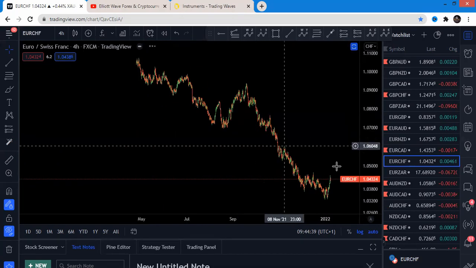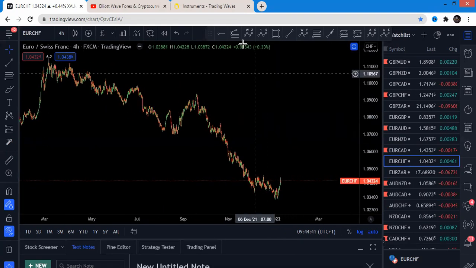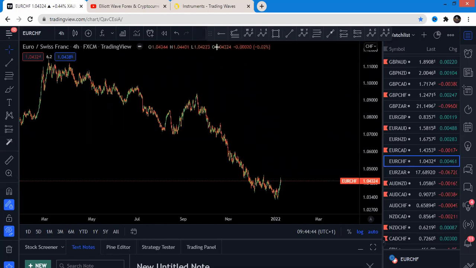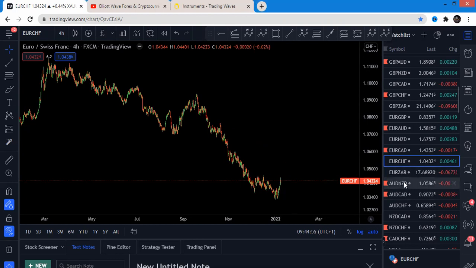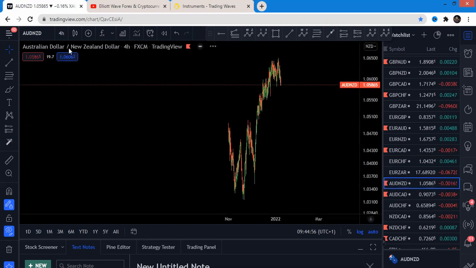EUROCHF looks to be making what looks like an expanding flat like this. So if it's going to push around this level, we'll be looking for this one to continue lower. That is EUROCHF. Let's keep an eye on that one. Looking at the crosses, let's look at the crosses.